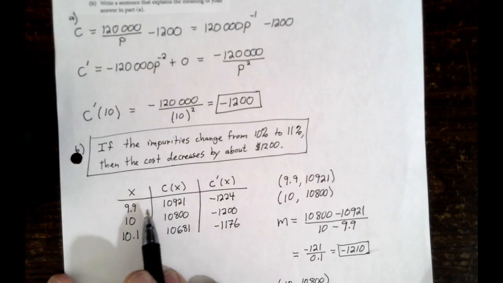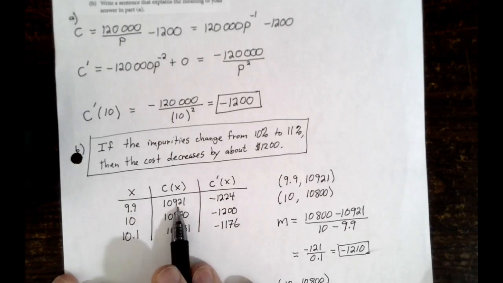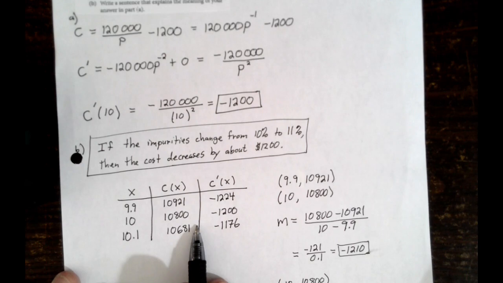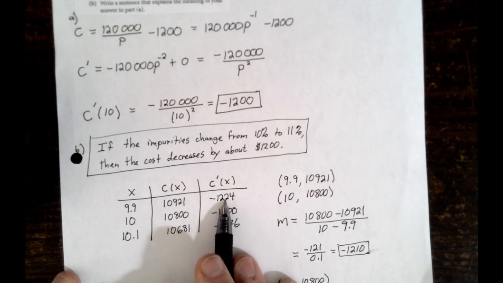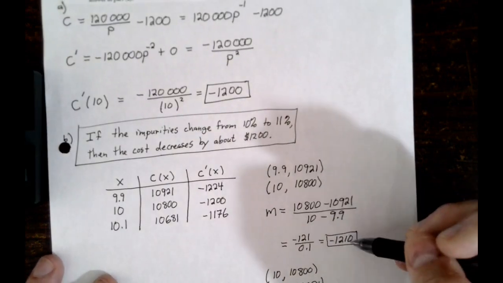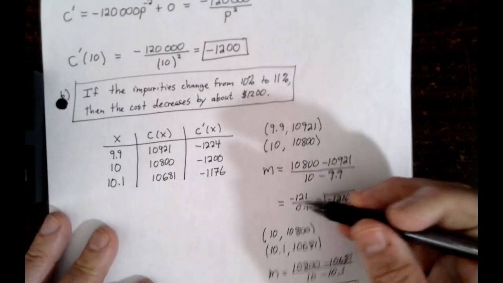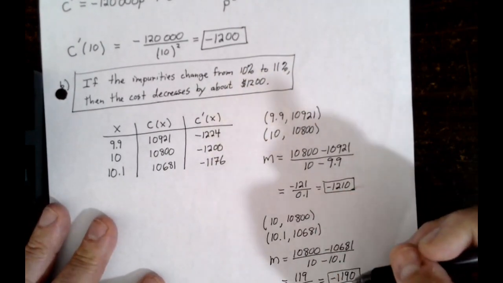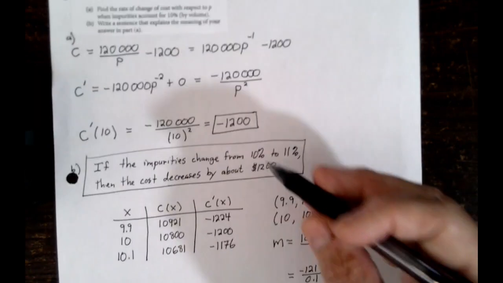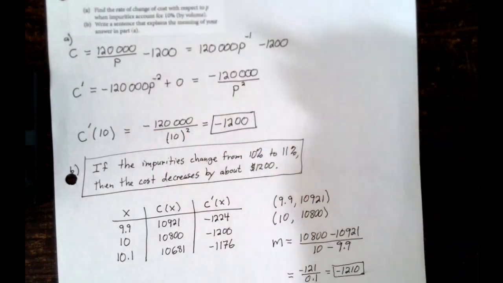And so there you go. I actually plugged 9.9, 10, and 10.1 into the function and got these values. And I did the same thing: I plugged these numbers into the first derivative. And so I found that the slope of the rate of change between 9.9 and 10 is negative 1210, and the rate of change between 10 and 10.1 is 1190. And so it makes sense that the rate of change at 10 itself is going to be in between those two, at 1200. So that jives with the answer that we got.